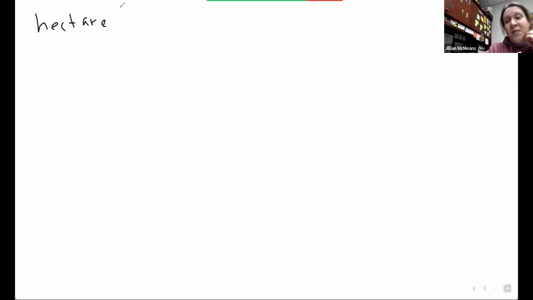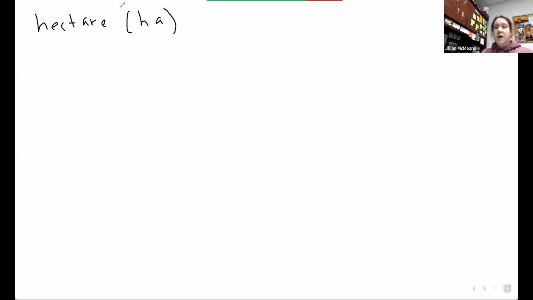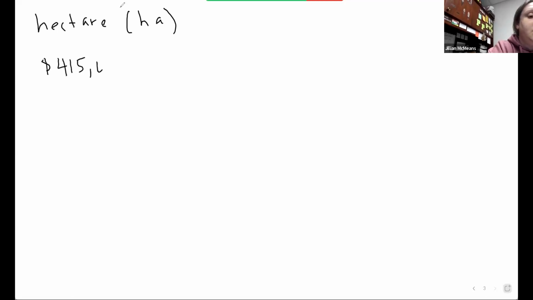This is like the metric version of an acre. It is abbreviated HA. So it's just another way to measure a piece of land. Let's say that there is a property in Northern California that is on the market for $415,000 for 1.8 acres.